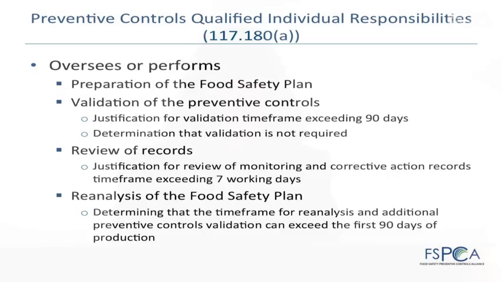These include justification for completing validation activities after 90 days of first production, or determining that validation is not required, justification for review of monitoring and corrective action records exceeding 7 working days, and determining that it is appropriate to perform reanalysis and validation of additional preventive controls in a period longer than the first 90 days of production.